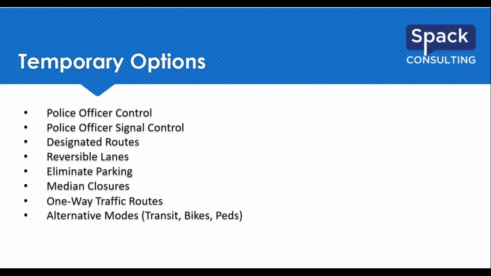And that could go the other way, although it'd be much more common to have a median closure than a median opening, but you could build in a median opening, put pylons along it to have it be a closed median most of the time, but if you put a traffic officer out there and it lined up with a driveway into the site, you could create a temporary access with that. And then the last couple, one-way traffic routes are pretty self-explanatory, and like we really talked about with the State Fair, really honing in on alternative modes can be a huge step. It just is one of the tools in your toolkit.